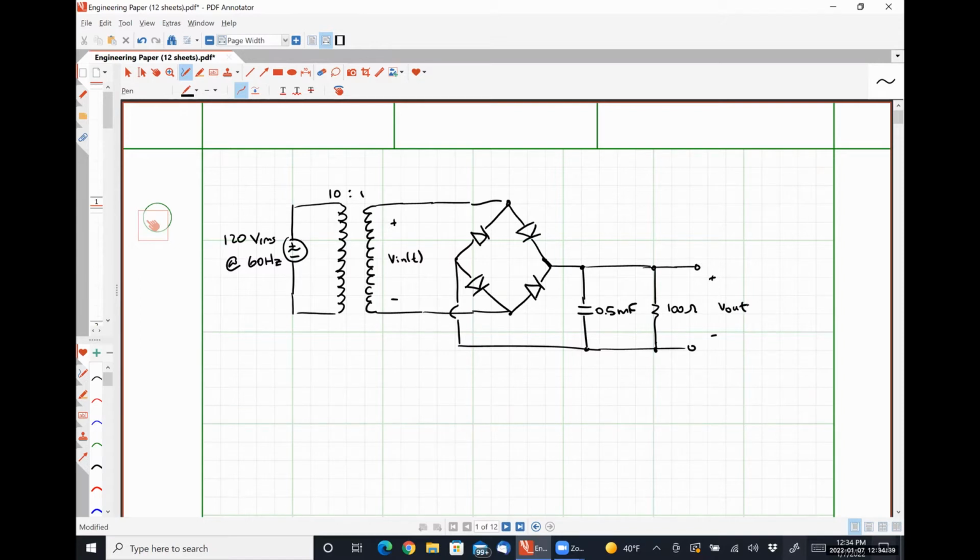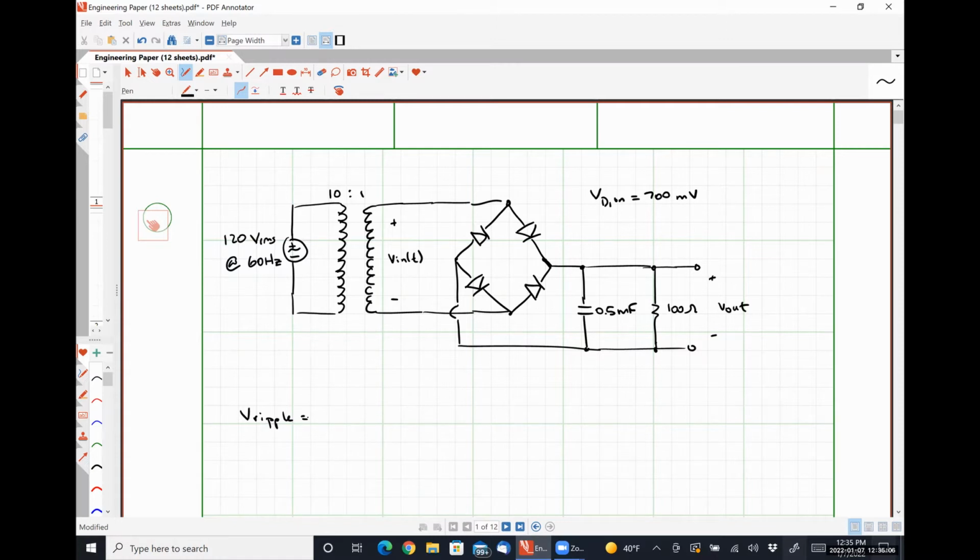So my question to you guys is, if we're using a constant voltage drop diode model of VD on is 700 millivolts, that is, I believe, the only information that I need to provide you. What would our ripple voltage be?